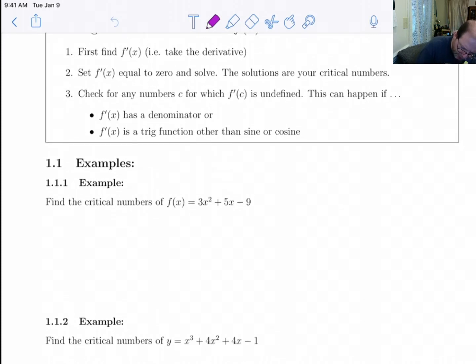All right, so take the derivative. So we get 6x plus 5.